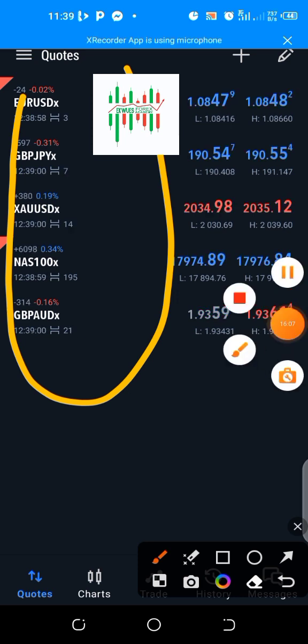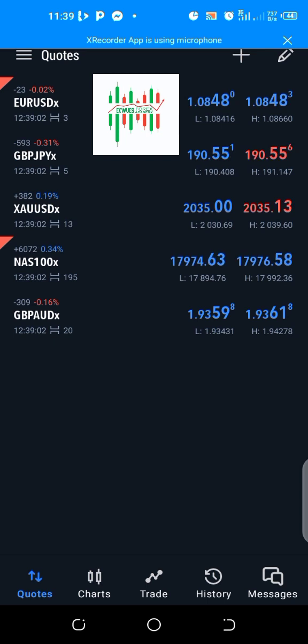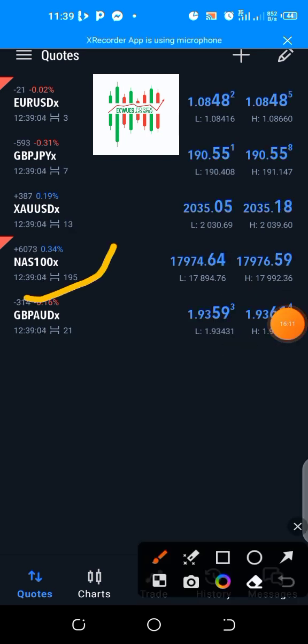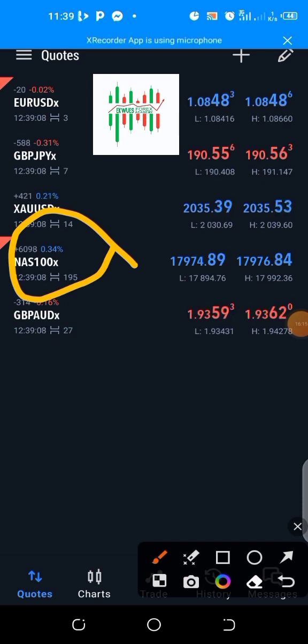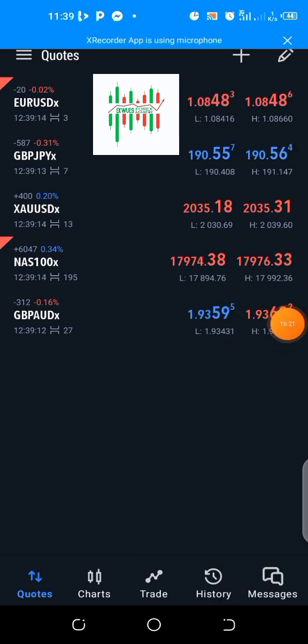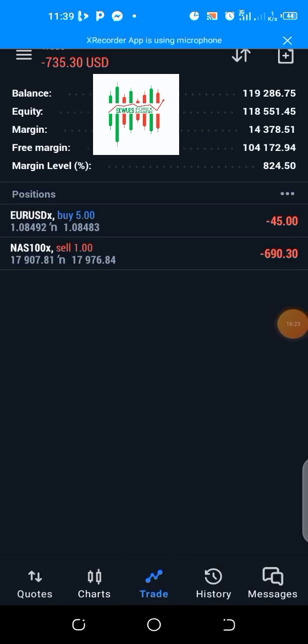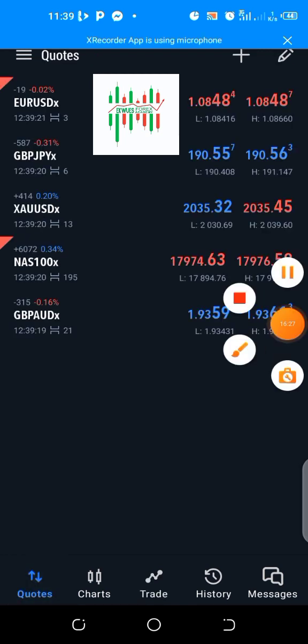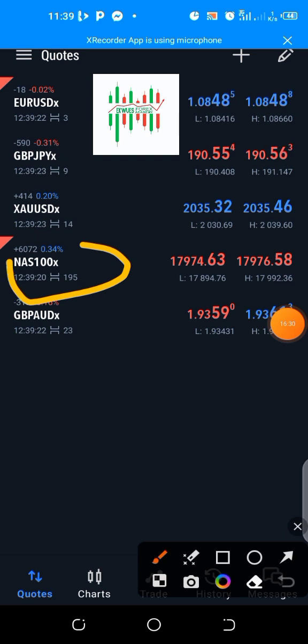And another tip I'm going to give you for free. You see, Nasdaq is a very interesting pair, and it will be more profitable for you if you only look out for buys. Yes, I sell it because I understand its price movement very well, but it will be very profitable for you if you only look out for buys on Nasdaq. It is a stock, a US stock.